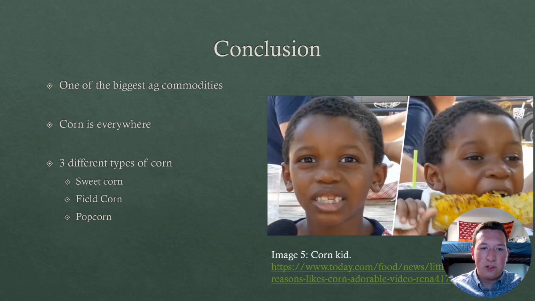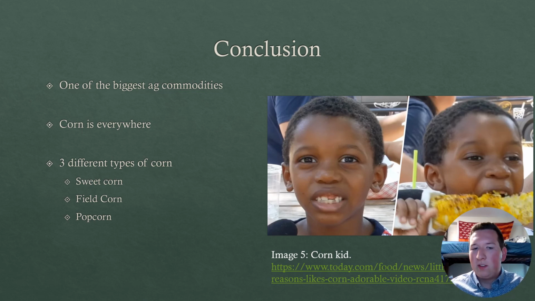So, in conclusion, corn is one of the biggest agricultural commodities in the United States. And corn is everywhere, whether it's corn on the cob, popcorn. It can even be in your meats, your gasoline that you use to get to work. It can be in your sodas, your cakes, your breads. Really, almost anything today has some level of corn in it.